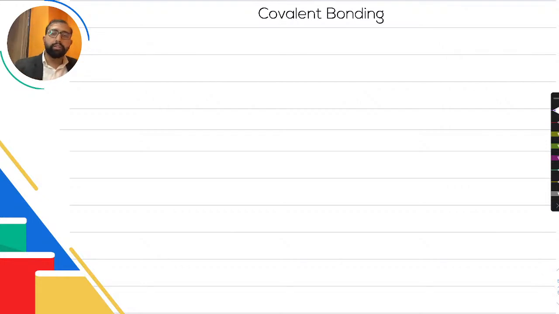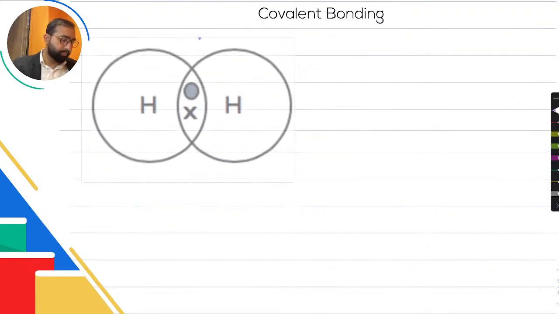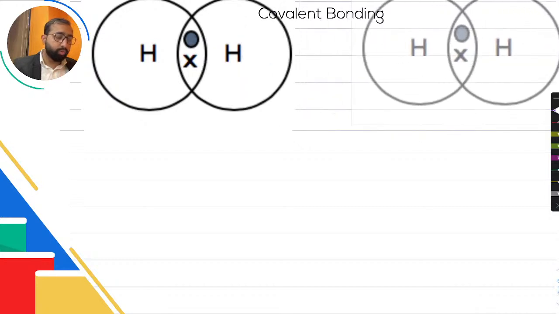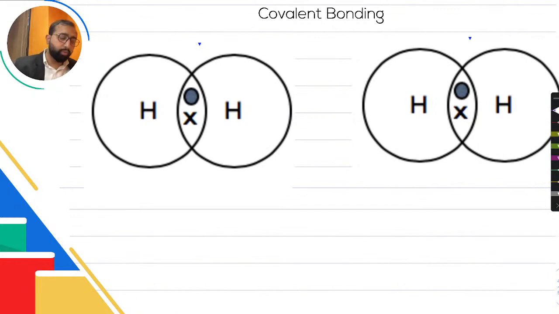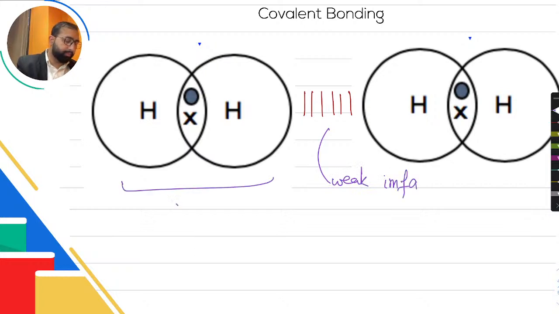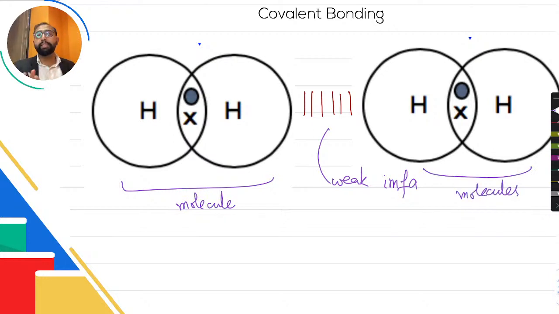So what happens? For example, we talked about hydrogen, right? So hydrogen molecule, so this is one hydrogen molecule, and this is another one. But do they have anything to do with each other? Turns out they don't. All they have is a weak intermolecular force of attraction between them. I'm going to call that weak IMFA, intermolecular force of attraction. This is one molecule. This is one molecule. And each of them is very stable on its own. But with each other, they don't really have much to do.